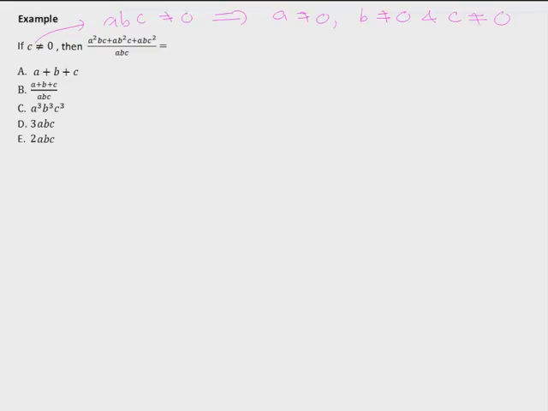That's important. So the numerator has a, b, and c raised to various powers. But what's common to all the terms in the numerator? Every term has a, b and c. So using the distributive property, I'll pull out abc common. What's left in the first term? Just an a. In the second term, just a b. In the third term, just a c.